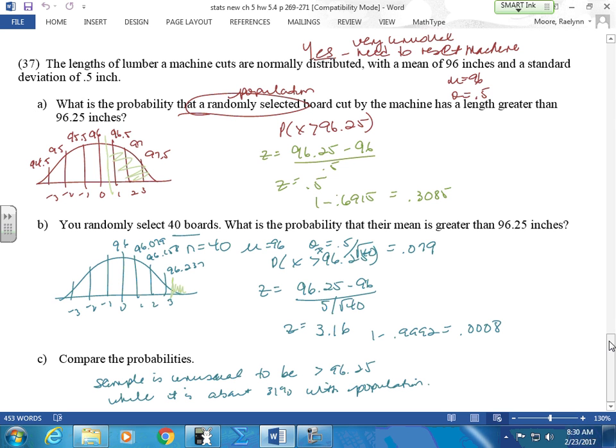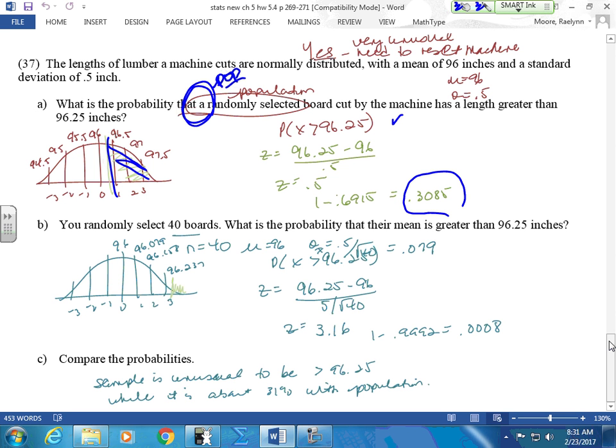So now you take a sample and you say, what is the probability that a randomly selected, oops, so this is from the population, that a randomly selected board, this is from your population. I have no N. Can't be a sample. Has a length greater than 96.25 inches, so I look at my curve, 96.25. Yeah, well, it's still less than 50% because I want it greater than. And look, I come out less than 50%.